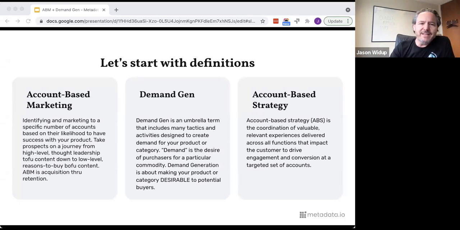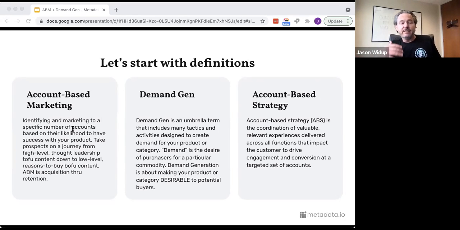Now, on the demand gen side, I'm going to give you 2 definitions just to confuse you even more. I'm going to give you my definition of it, and then the more shared, accepted definition of demand gen. I think about demand gen as an umbrella term. If you look up demand in the dictionary, it talks about desire, the desire of a purchaser for your product. So if I think of demand generation, I'm trying to generate desire for my product.